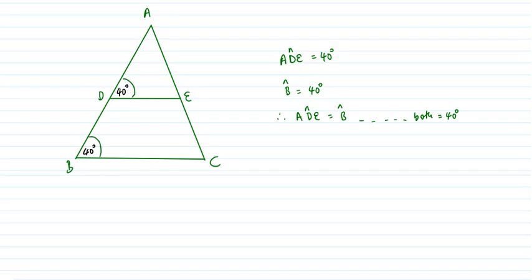So, if this angle and that are equal, what will that tell me about line DE and BC? I can make a conclusion to say, therefore, DE should be parallel to BC. What is my reason? My reason is because the corresponding angles that I have are given to be equal.